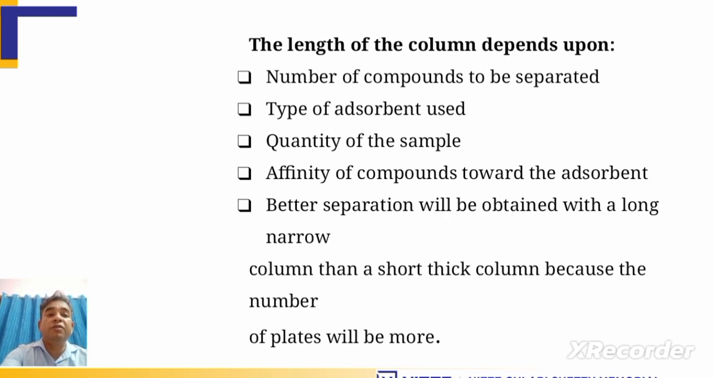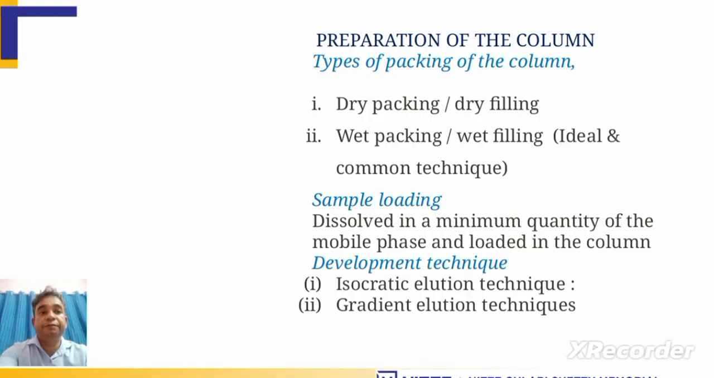The length of the column is chosen based on the following parameters: the number of compounds to be separated, type of adsorbent used, quantity of the sample, and affinity of the compound toward the adsorbent. Better separation will also be obtained with a long and narrow column than a shorter thick column, because the number of plates will always be more. So take into consideration that longer is always better here, but it should not be so long that it consumes a lot of time, because time is the biggest challenge in column chromatography.